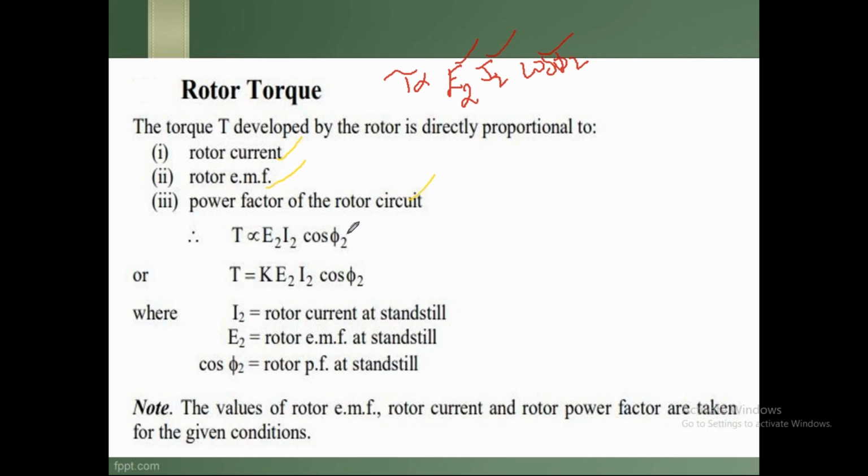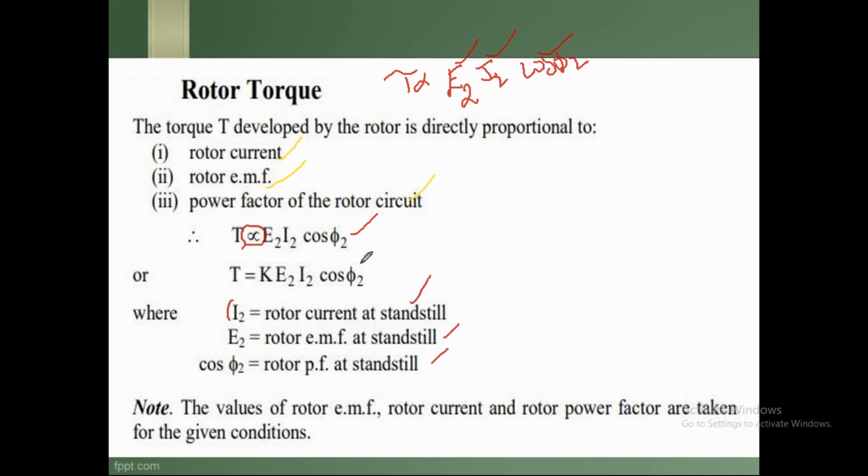Now we can represent this relation: T is directly proportional to E2 I2 cos phi 2. To remove the proportionality, we add a proportionality constant: T is equal to K into E2 I2 cos phi 2. Here I2 is the rotor current at standstill, E2 is the rotor EMF at standstill, and cos phi 2 is the rotor power factor at standstill. Standstill means the starting condition.